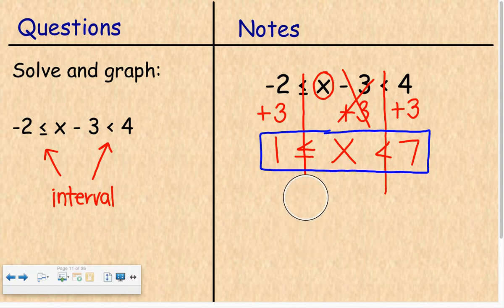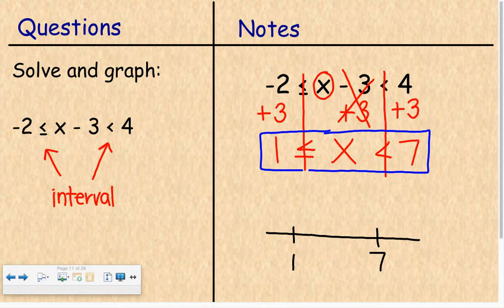So then if I go to graph that, I'll make my number line. Go from 1 to 7. I need a closed circle. And I need an open circle. I'm going to graph this one right here first, because it's easier, because the x is already on the left.